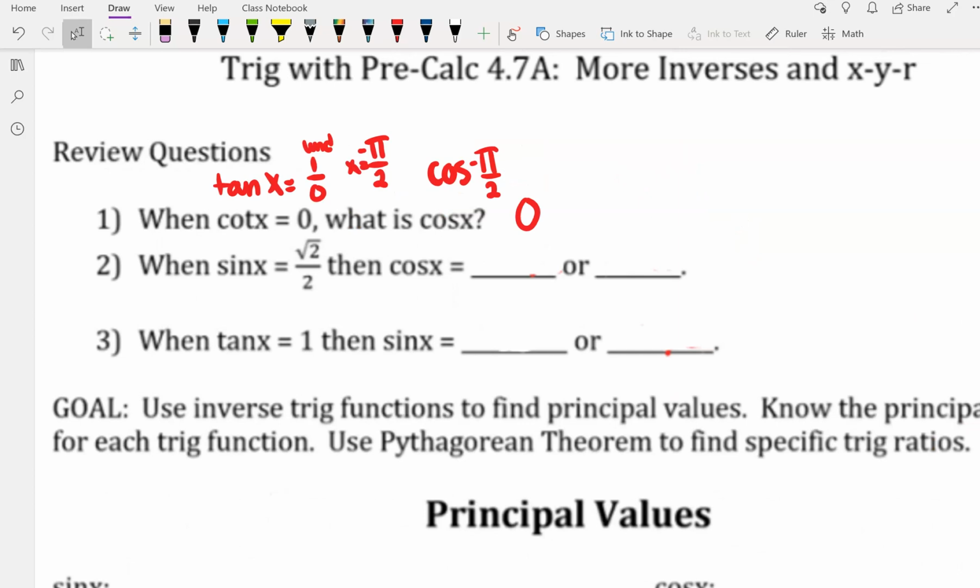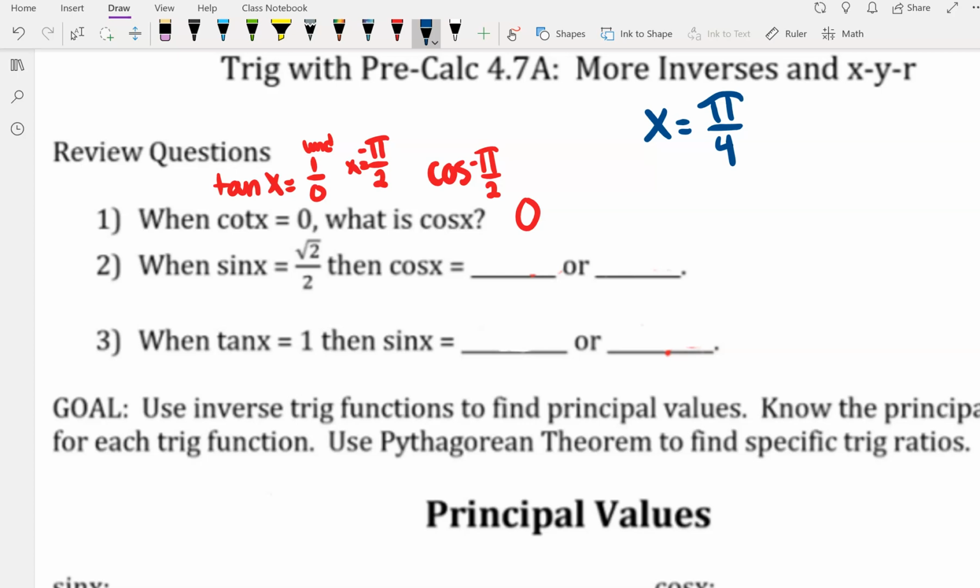All right, for number 2, when sine of x equals root 2 over 2, we need to find out what cosine of x would be, and it says we're going to have 2 answers. First things first, I want to see what x should be. I'm thinking I'll probably have 2 options for x in order for sine of x to be root 2 over 2. One of the options for theta or x is going to be pi over 4, because sine of pi over 4 equals root 2 over 2.